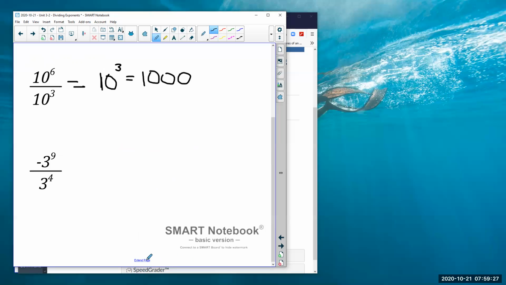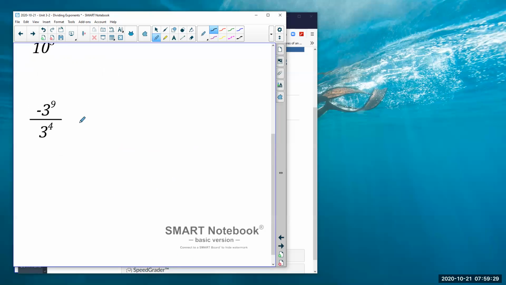And then if I look at this last example here, I've got negative 3 to the 9th and 3 to the 4th. Now remember from our examples yesterday, we had this negative. This just means negative 1. So this is negative 1 times 3 to the 9th over 3 to the 4th. Okay, so this negative 1 is just going to stay on there. So this is negative 1.